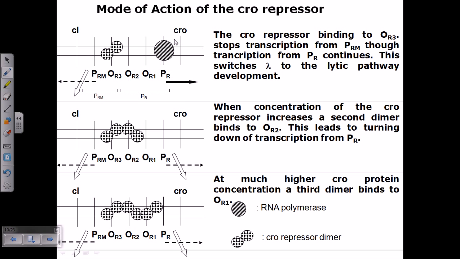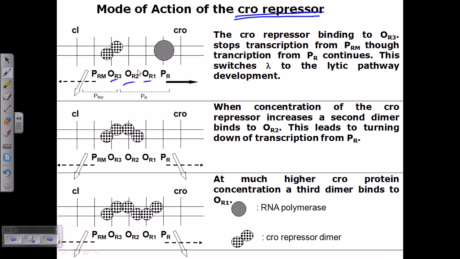So now let's talk a little bit about the lytic cycle and how the lytic cycle actually proceeds. Now the mode of action of the Cro repressor is very important in controlling the lytic cycle, right? So what is happening in this picture? Try to figure out, look carefully at this picture. The Cro repressor binds to the OR3, or operator right 3. Actually, there are three operators in the right region: operator 1, 2, 3. OR1, 2, 3 is given here.